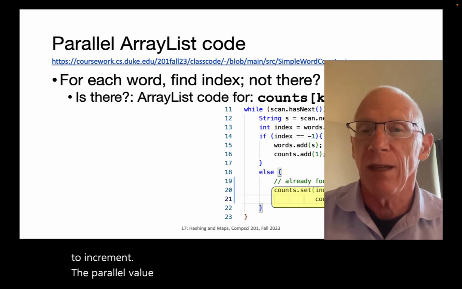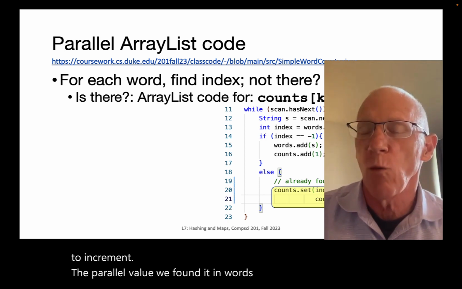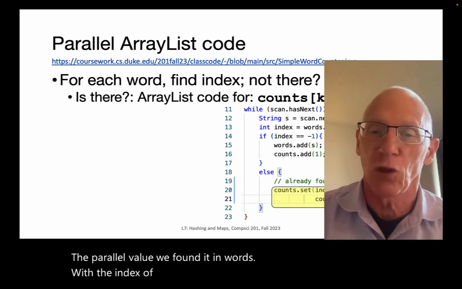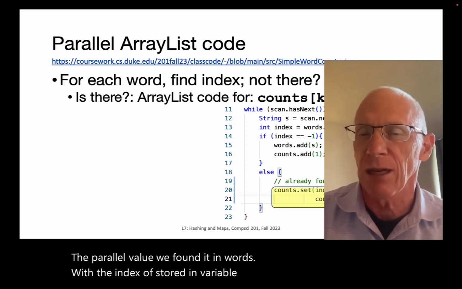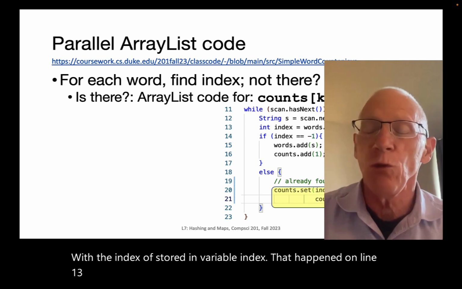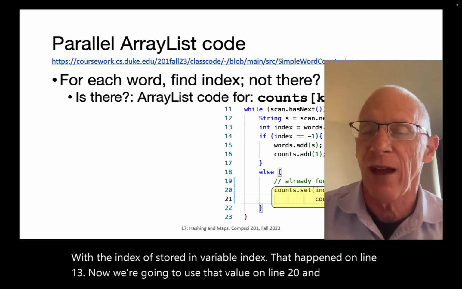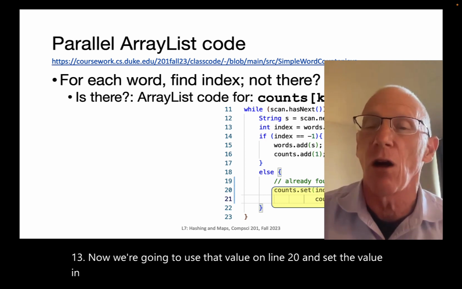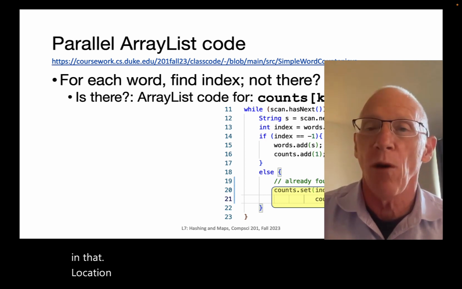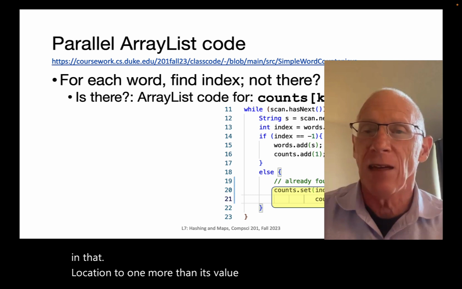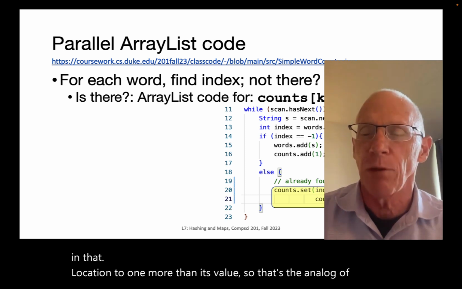We found it in words with the index stored in variable index. That happened on line 13. Now we're going to use that value on line 20 and set the value in that location to 1 more than its value. So that's the analog of counts sub k plus plus.